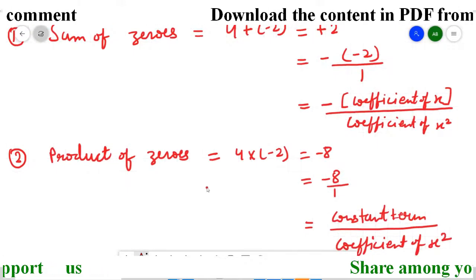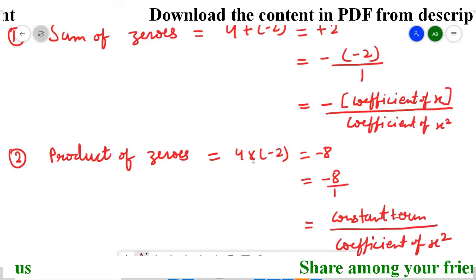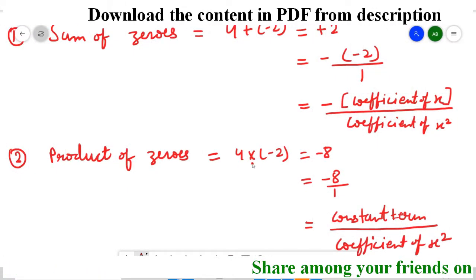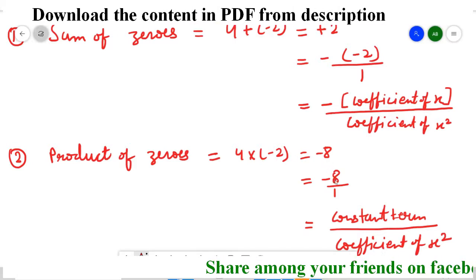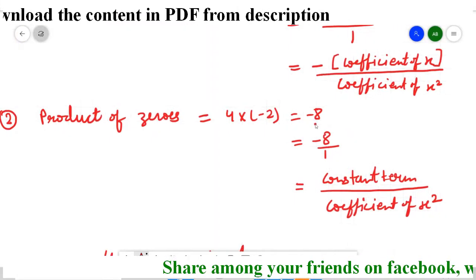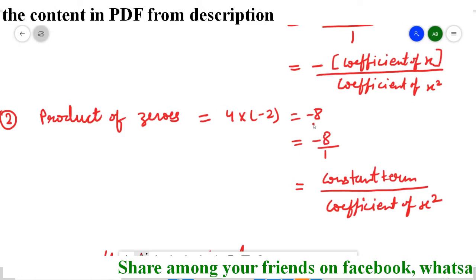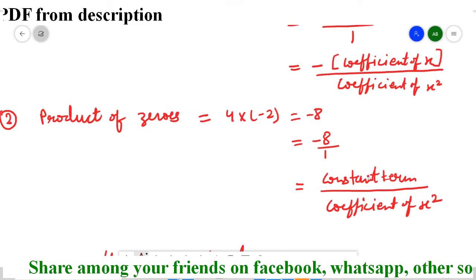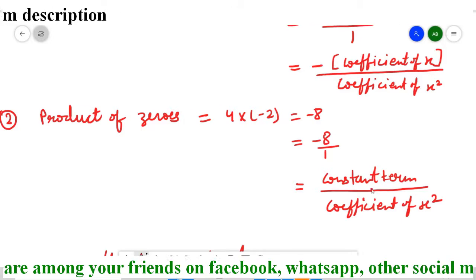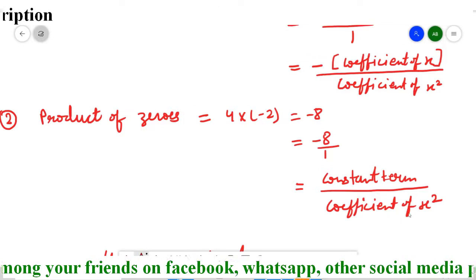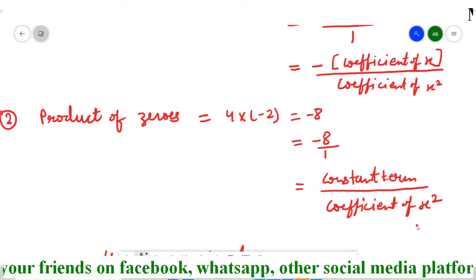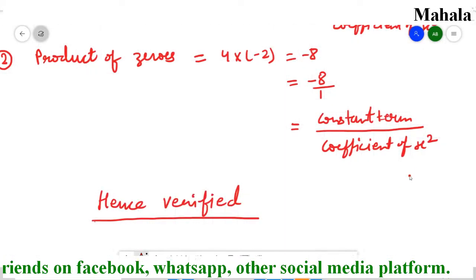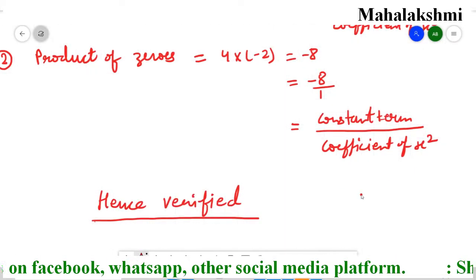The next one is the product of zeros. Since we are finding the product, between the zeros just put the multiply sign. So the answer is -8. To change into the formula, I put 1 here for myself. This is your constant term, which you can check in your quadratic polynomial, this is your coefficient of x, and 1 is the coefficient of x square. So both relationships are verified like this.